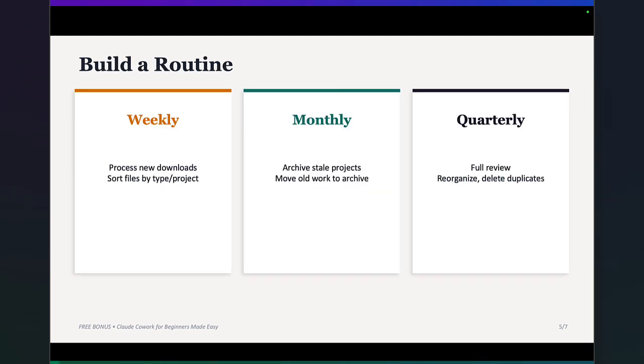You can also turn that into routines, right? So you could, for example, order your downloads folder weekly by type and project. You could do a monthly routine where you archive stale projects and move old work to an archive. You could do it quarterly, maybe for a full review, reorganize files and delete duplicates. Those are just some of the ideas as to what you can do.